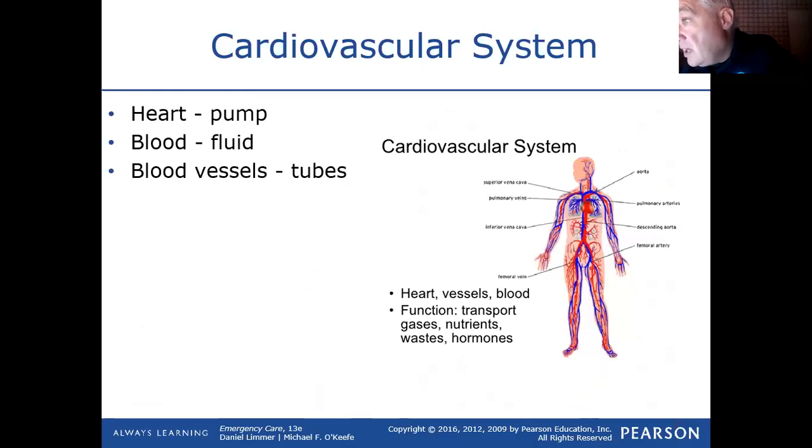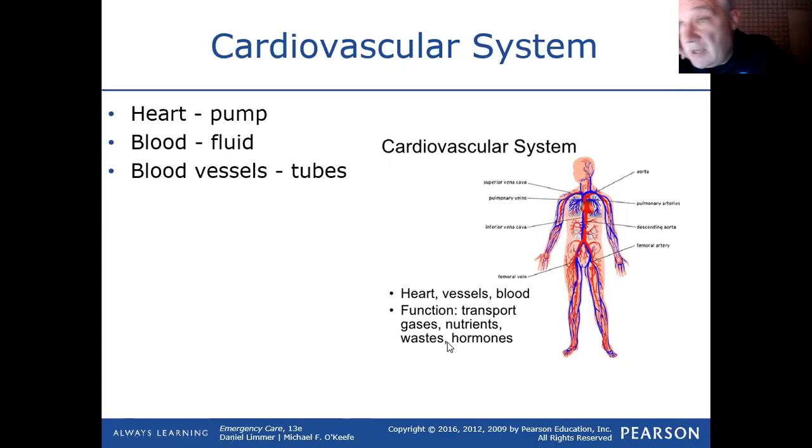Okay, so now I said that the cardiovascular system is made up of the heart, that's the pump, the blood, that's the fluid, and the blood vessels that are the tubes, okay? So why do we have a cardiovascular system? It has to transport gases, which is the oxygen, the carbon dioxide, nutrients, which are good things, the food for the body, right, which is our sugar and our vitamins and our minerals and everything like that, okay? It has to remove waste products, the things that we don't need from our body.